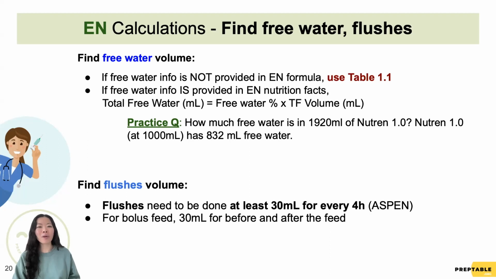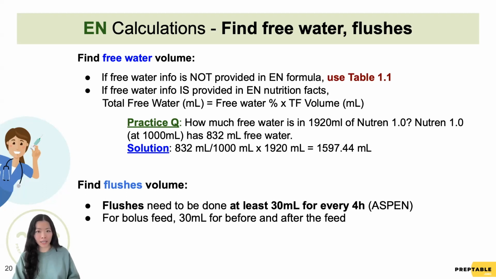For example, how much free water is in 1920 milliliter of nutrient 1.0? Remember, per the nutrition facts, nutrient 1.0 at 1000 milliliter has 832 milliliter of free water. So this is pretty much simple algebra. 832 divided by 1000 gives you the free water percentage. Times that by 1920 gives you 1597.4 milliliter. This is the total amount of free water in that formula.